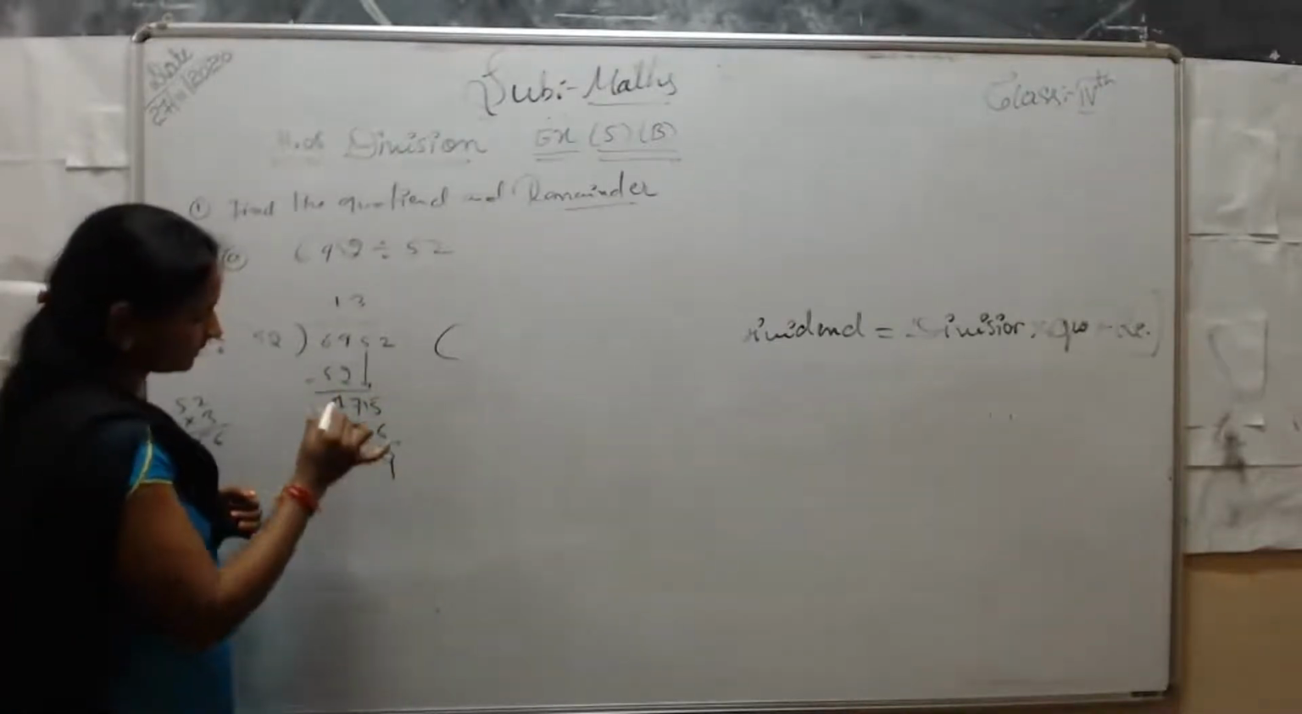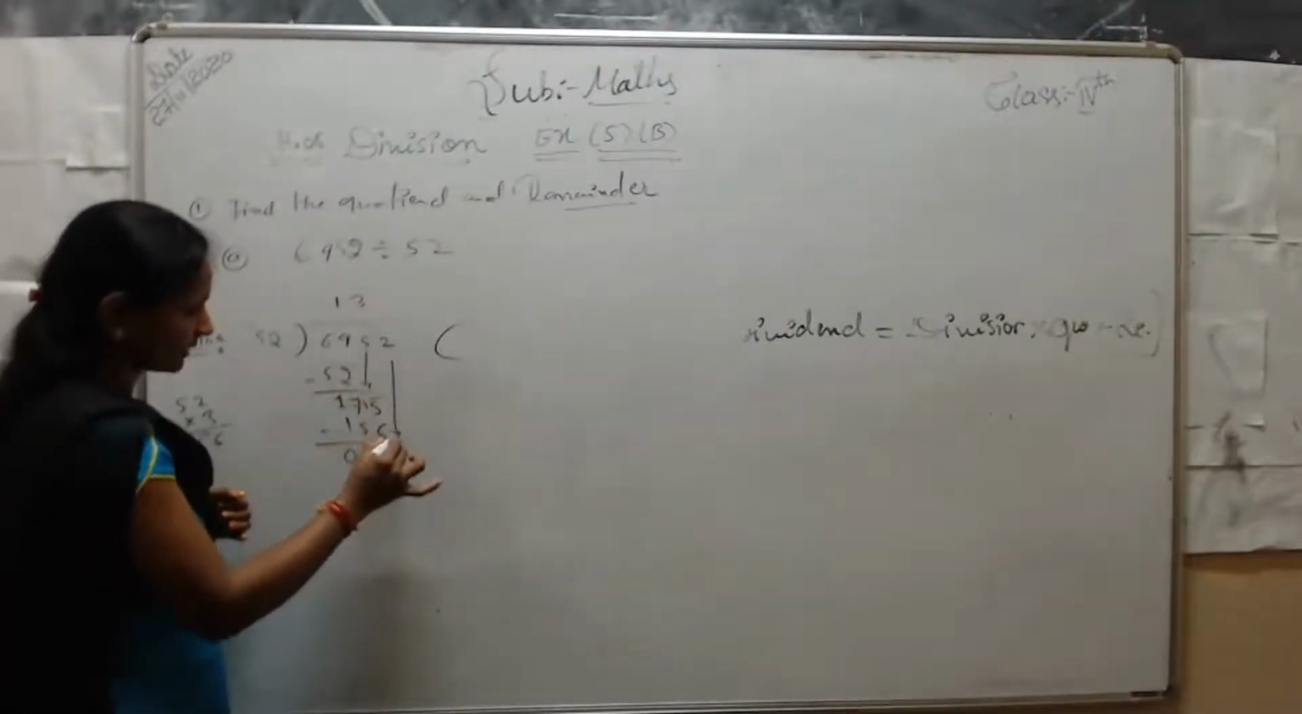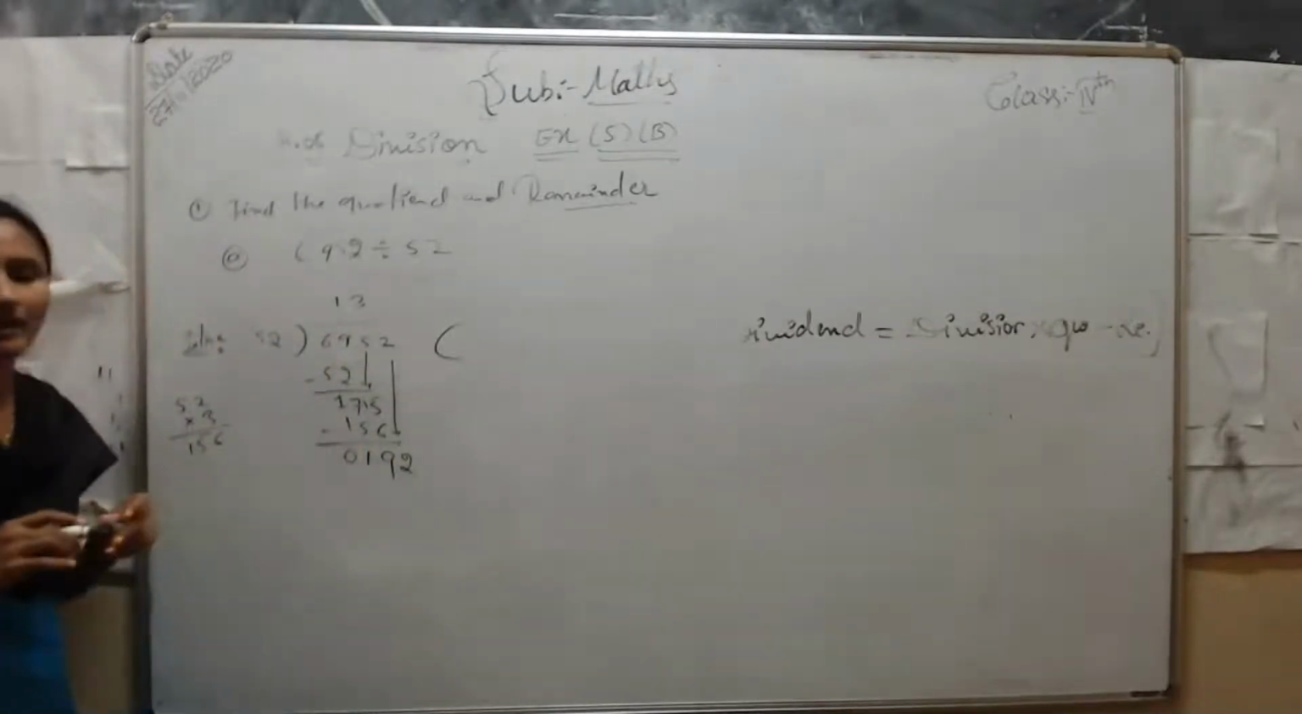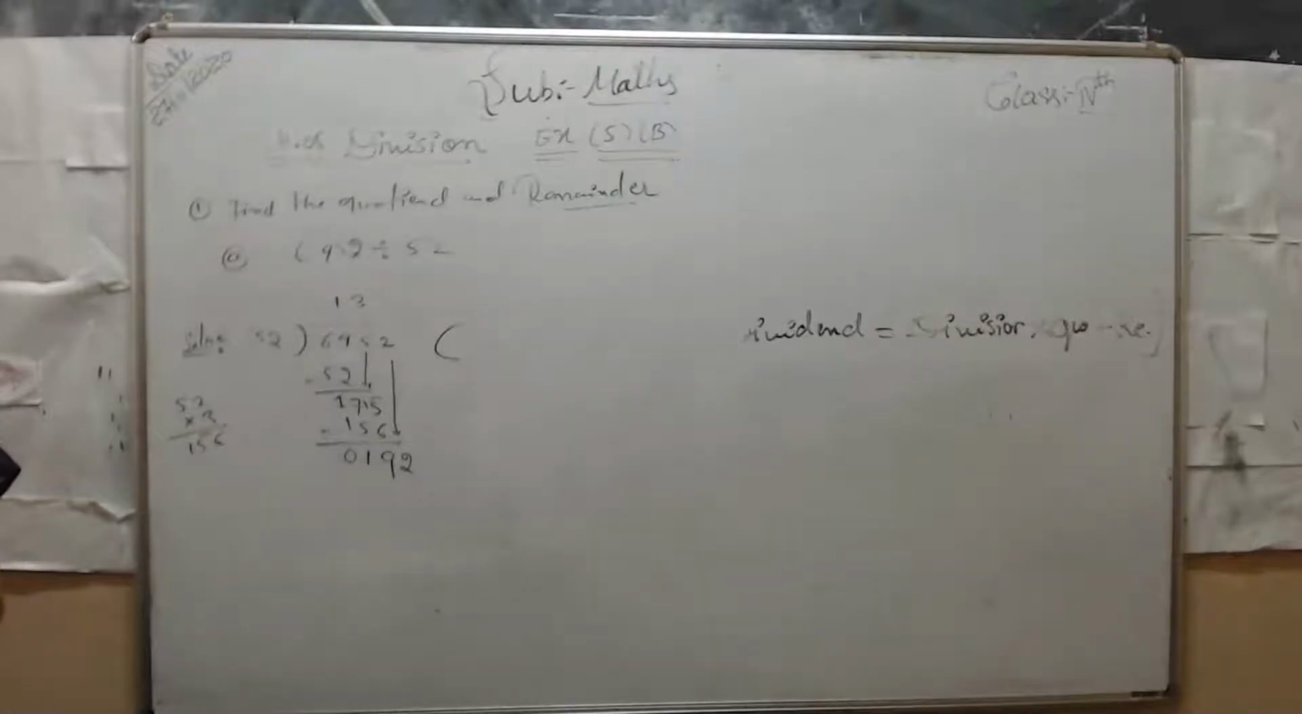That is a 1. So 1 minus 1 is 0. Next you have to take it down 2. So students, 9, 1, 9, 2. What is the value? So 192. So 192 means we have to search for the nearest number in the 52 table.